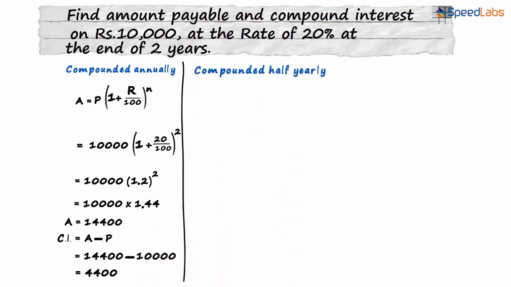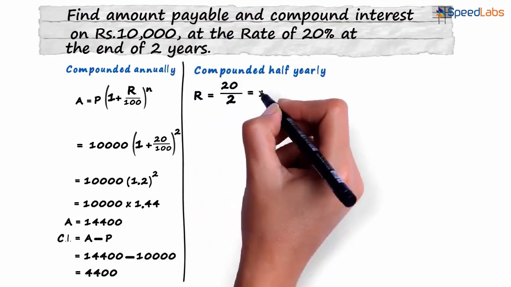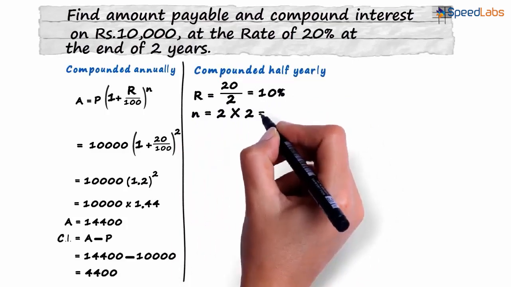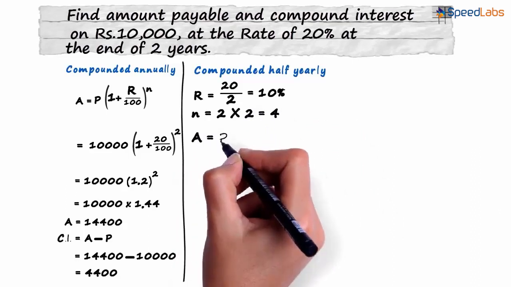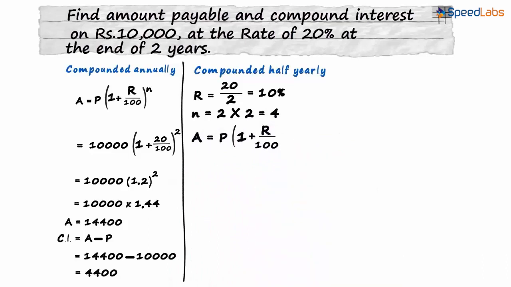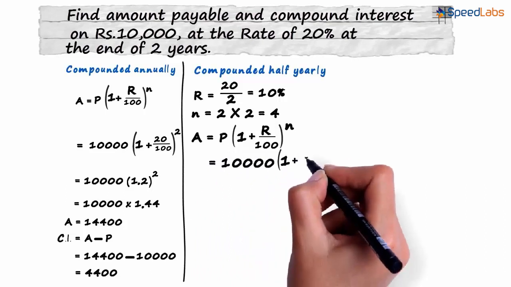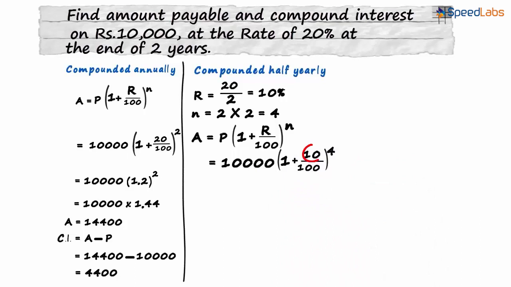What if the amount is compounded half-yearly? The rate will be equal to 20 by 2, which equals 10%. And the number of time periods will be 2 multiplied by 2, which equals 4. Again, the formula is A is equal to P multiplied by 1 plus R by 100, the whole raised to n. Substituting the values of each of the variables, we get the amount as 10,000 multiplied by 1 plus 10 by 100 raised to 4. Here, R became half and the number of time periods doubled.